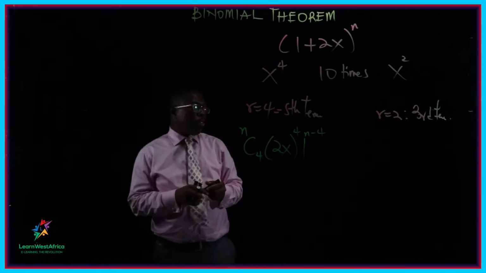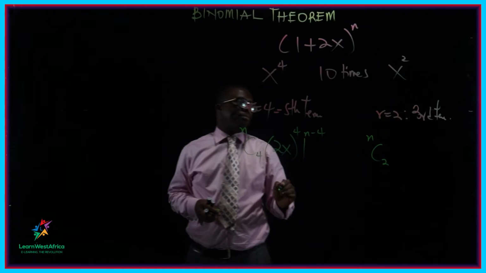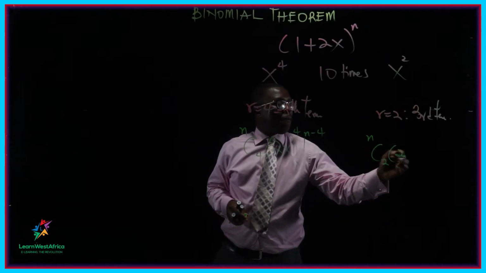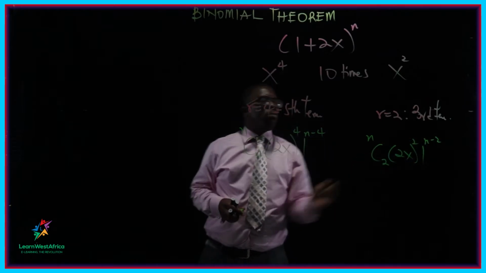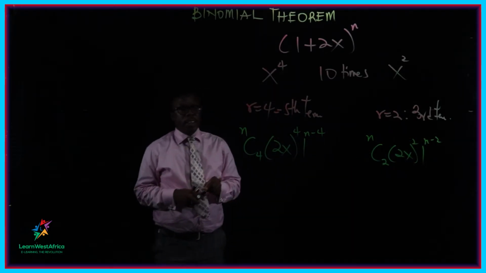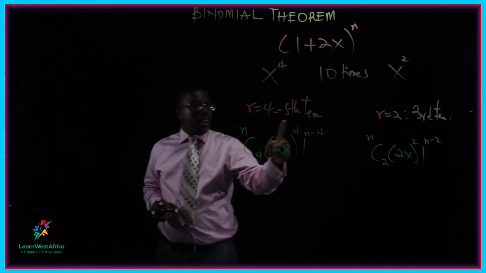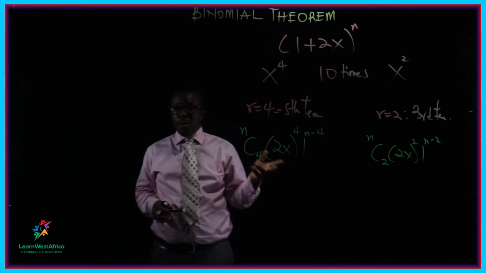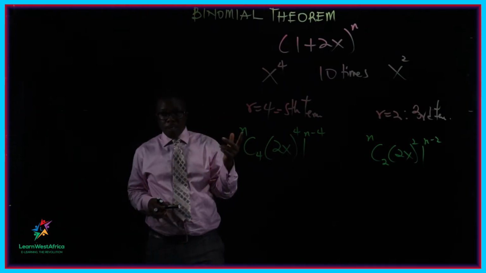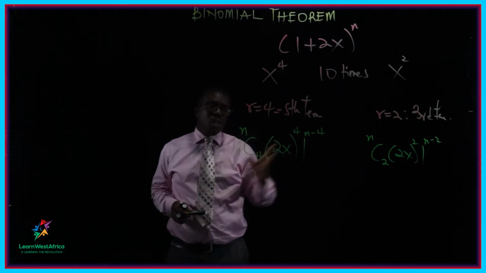Let's look at the other one too. This one is also going to give us n choose 2, 2x all squared, 1 to the power n minus 2. Hope you're okay. Remember that because n is a positive integer, any positive integer minus 4 is obviously going to give you another integer, or even if it's negative, 1 raised to the power of any of those will still give you 1.